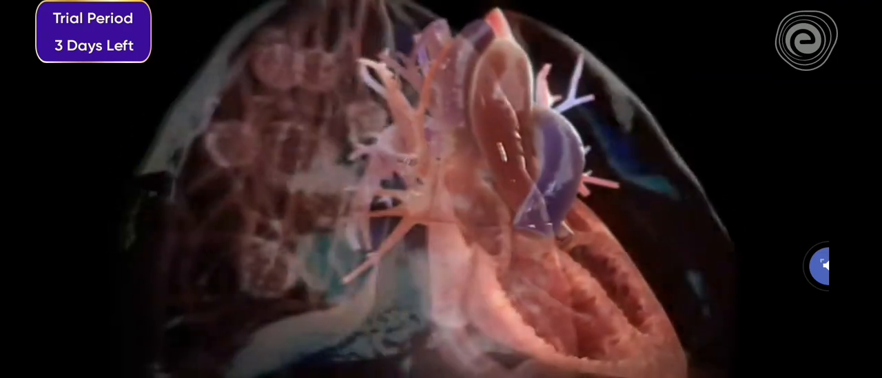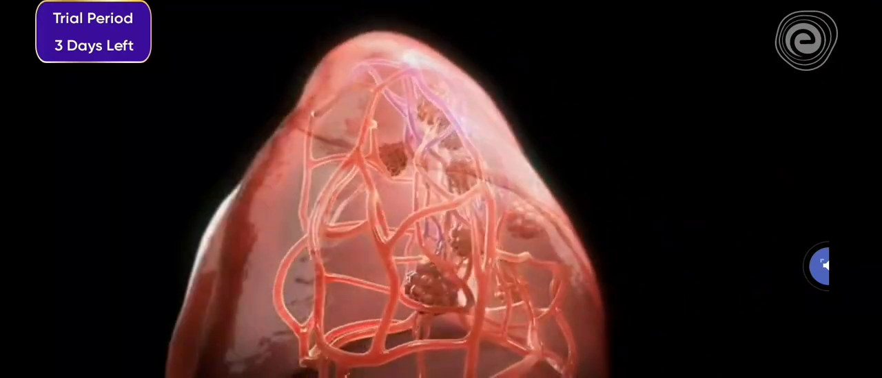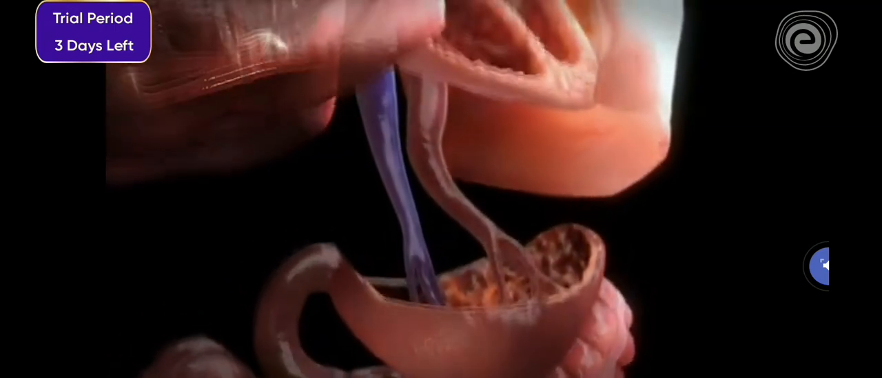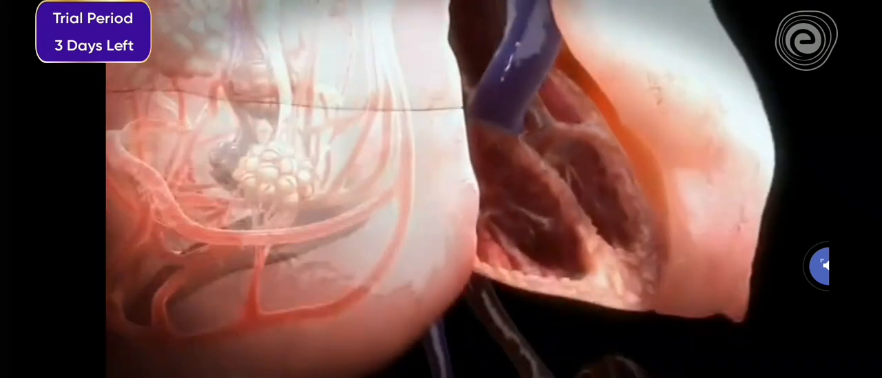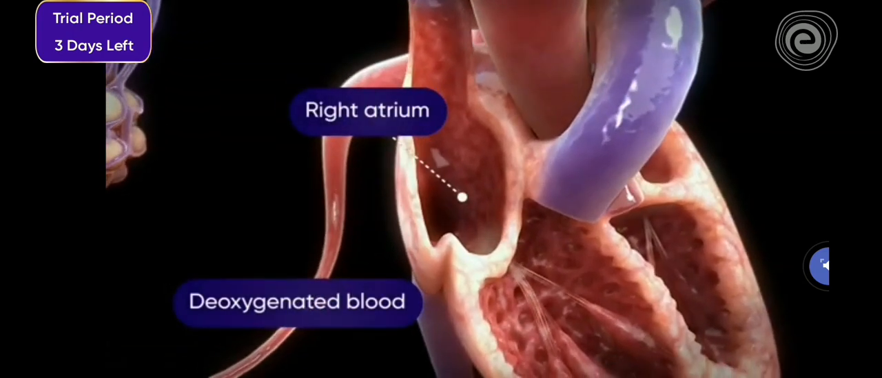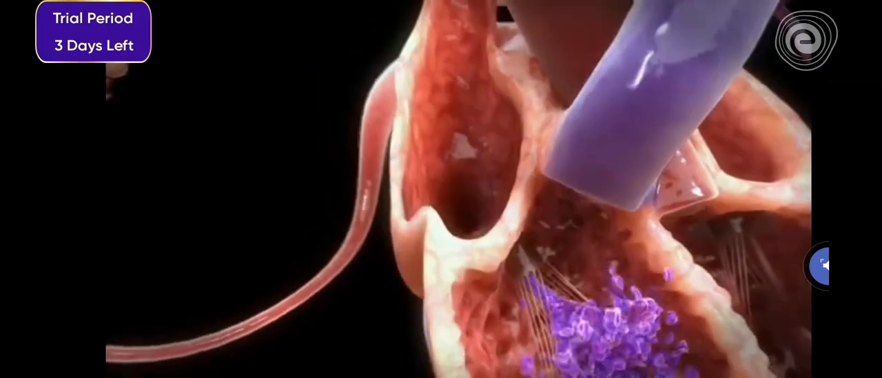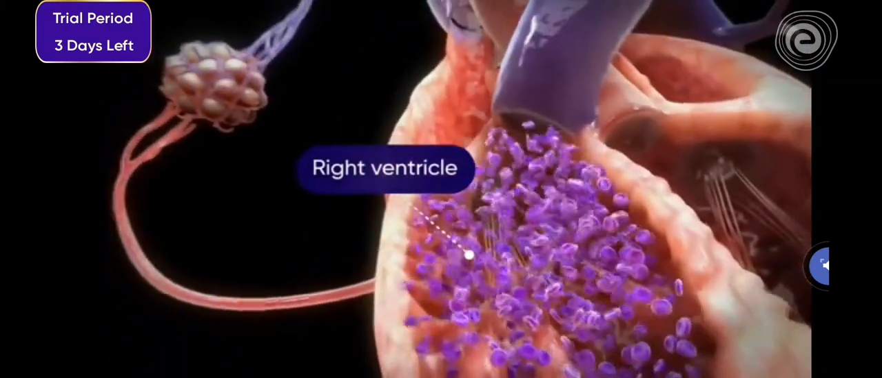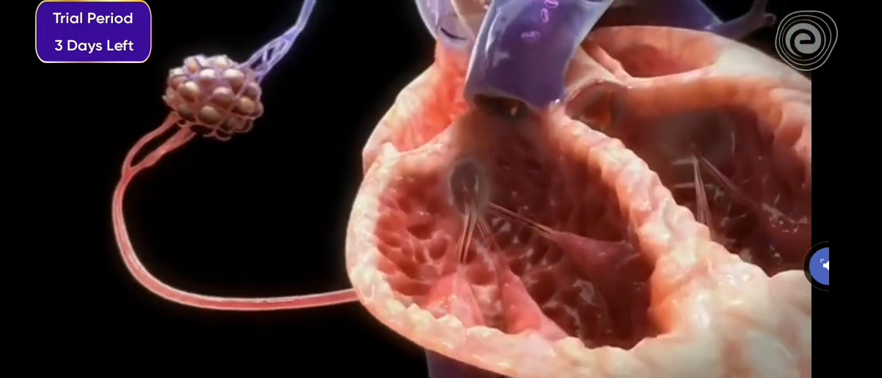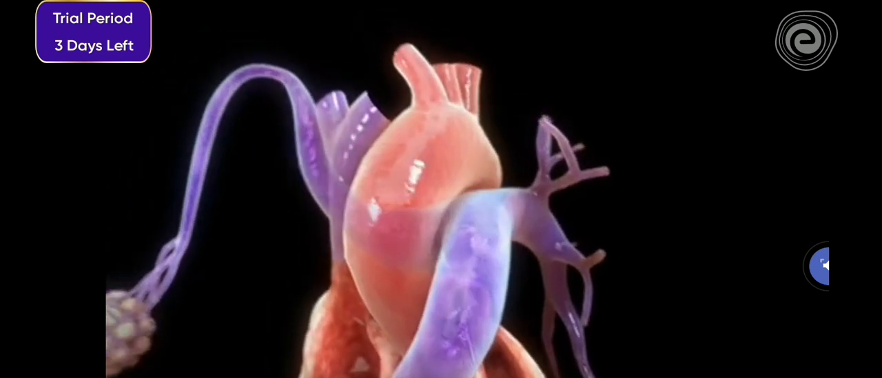The circulatory system is closely associated with the respiratory system and other organs like the stomach. To understand the flow of blood in the heart, we observe the right atrium receives deoxygenated blood, which eventually passes through the tricuspid valve and moves into the right ventricle. Blood from the right ventricle flows through the pulmonary artery and reaches the lungs.